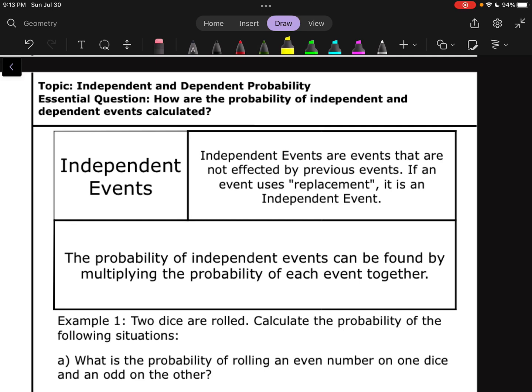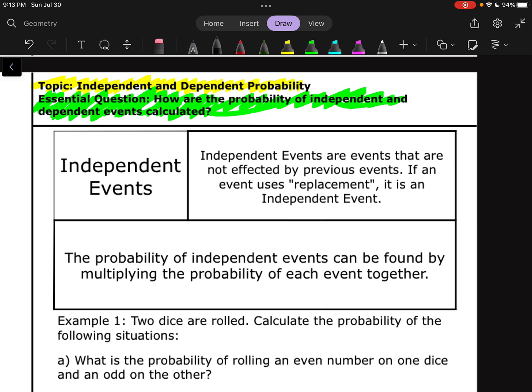Okay, so this video is going to be covering two types of probability, independent and dependent events. And our essential question here is going to be, how are the probability of independent and dependent events calculated? So we're going to start off with some independent events.